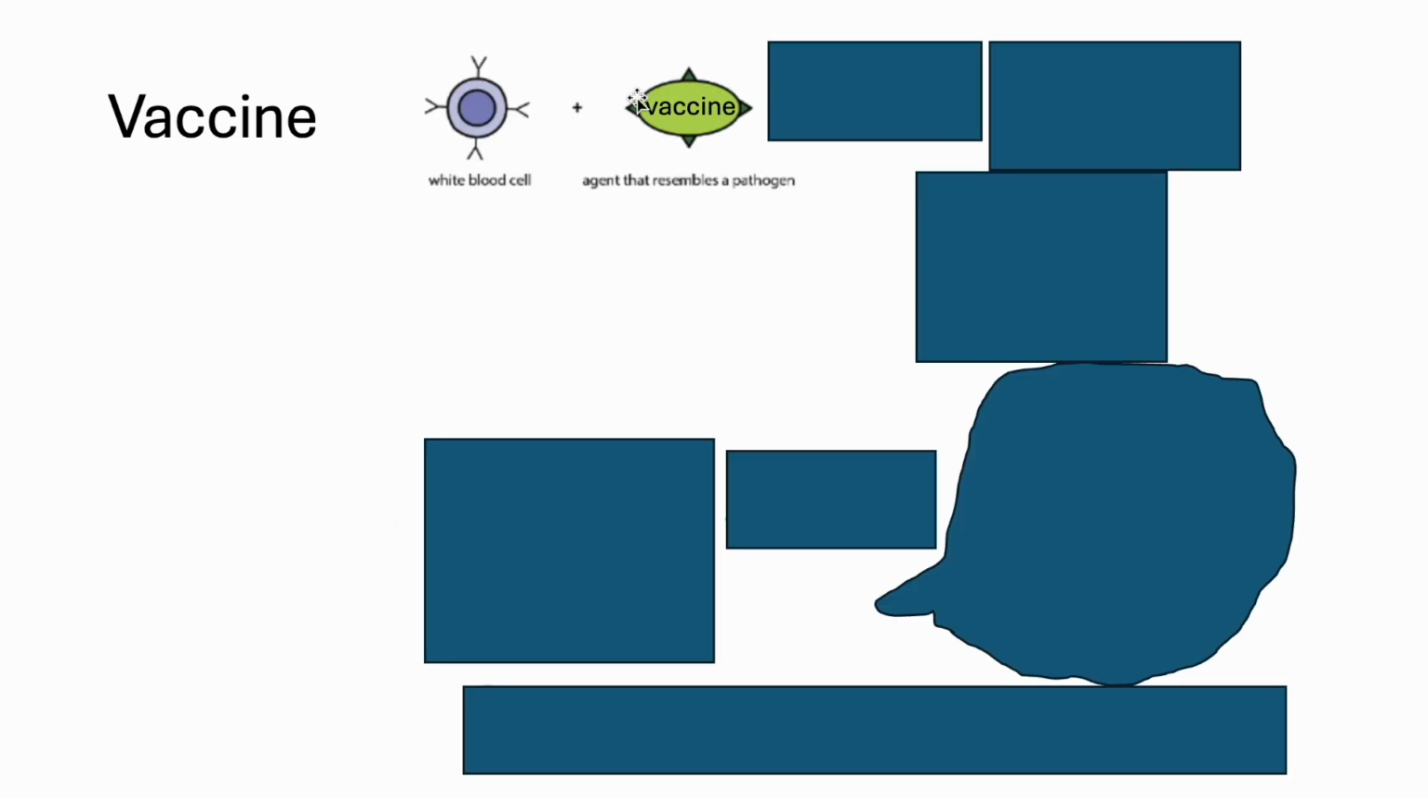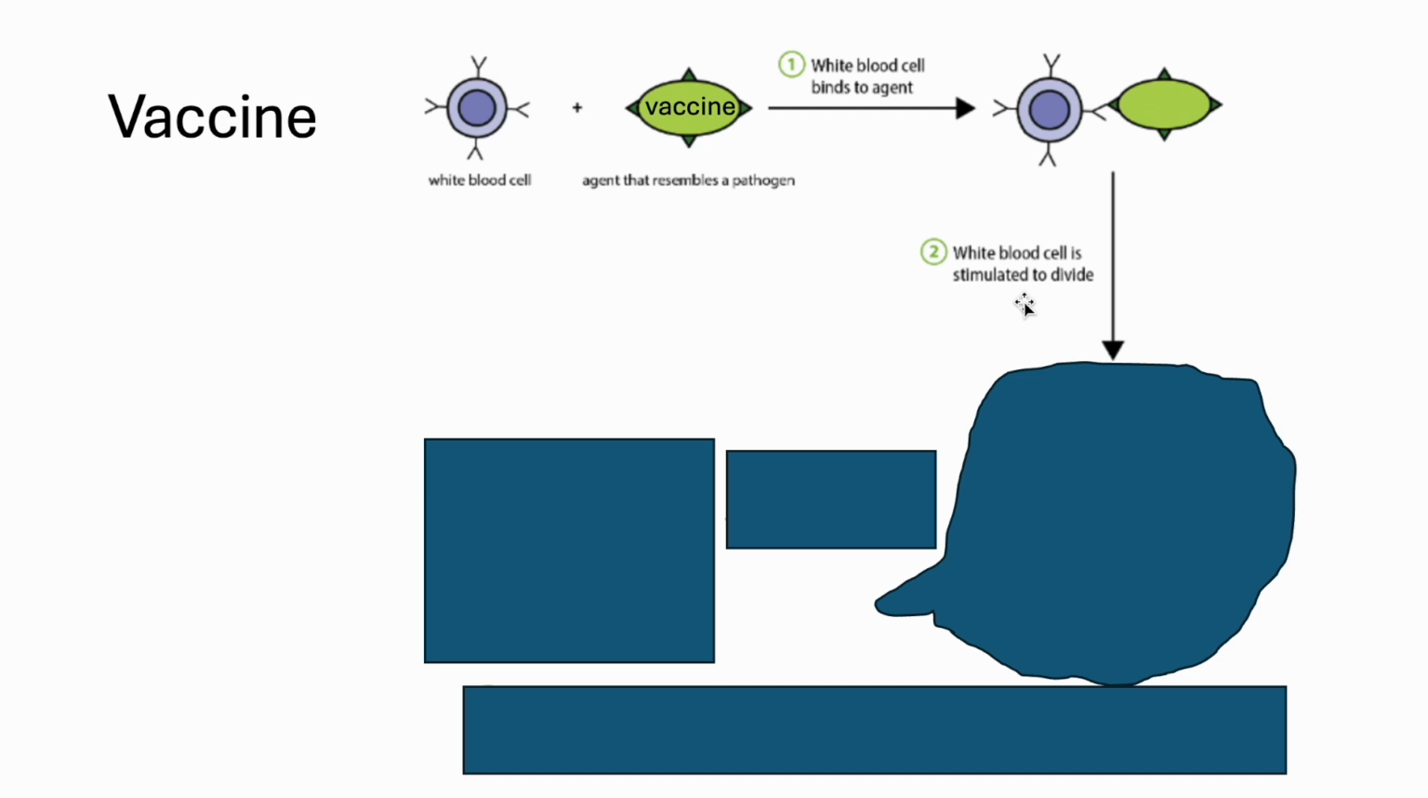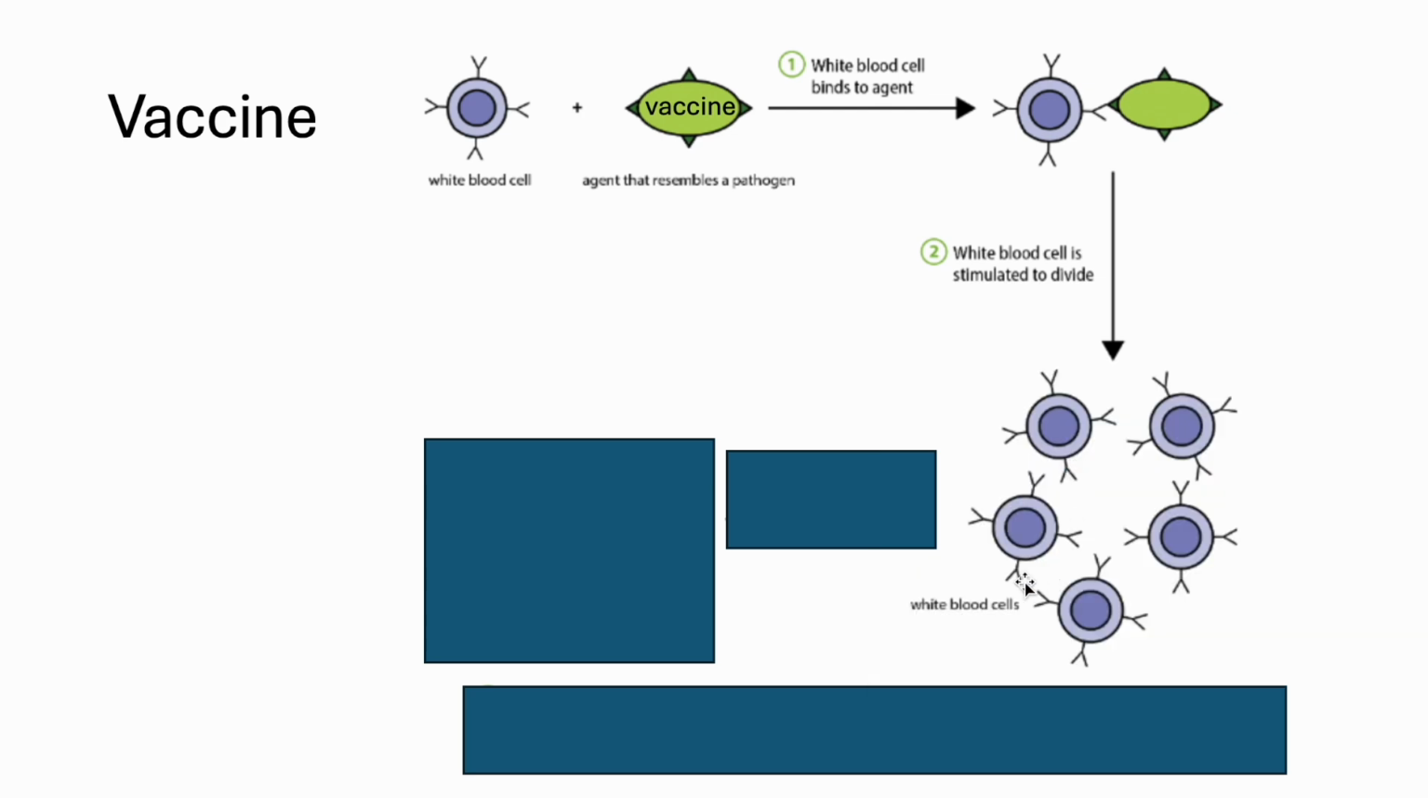So a vaccine is like that. It resembles the agent, the pathogen, and the white blood cell binds. Then you can see that the landing gear are touching each other. They have successfully bound. Then they are stimulated to divide. Enemy is here. We need more soldiers to fight. So they divide. You have a lot of soldiers here.